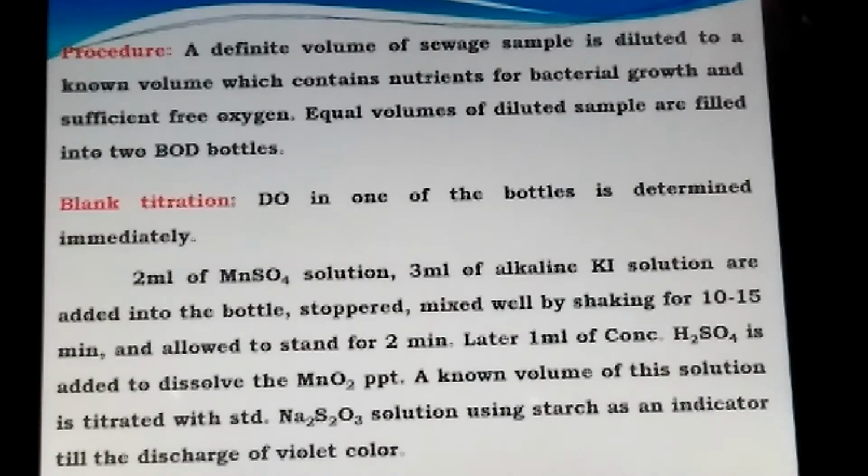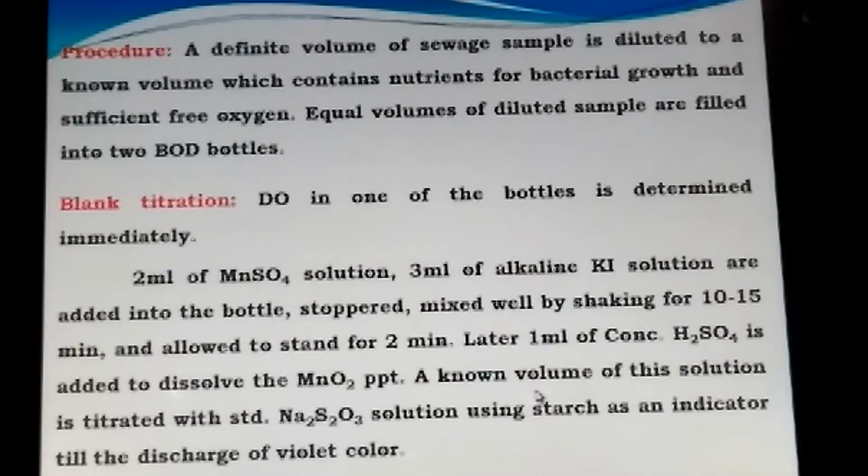So in the blank titration, 2 ml of manganese sulfate solution and 3 ml of alkaline KI solution are added to the first bottle, stoppered, mixed well by shaking for 10 to 15 minutes and allowed to stand for 2 minutes. Later, 1 ml of concentrated sulfuric acid is added to dissolve the MnO2 precipitate.